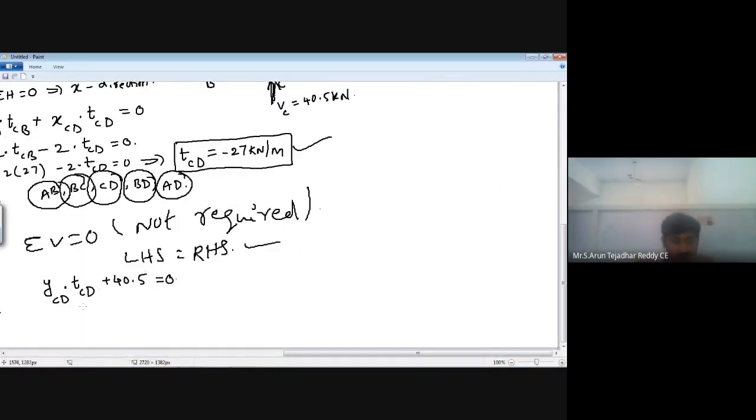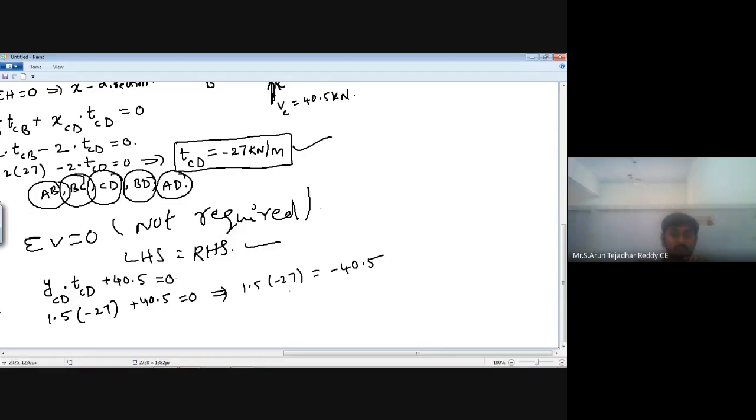YCD is equal to 1.5 into what is the value of TCD? That is minus 27 plus 40.5 is equal to 0. Then we can write it as 1.5 into minus 27 is equal to minus 40.5.